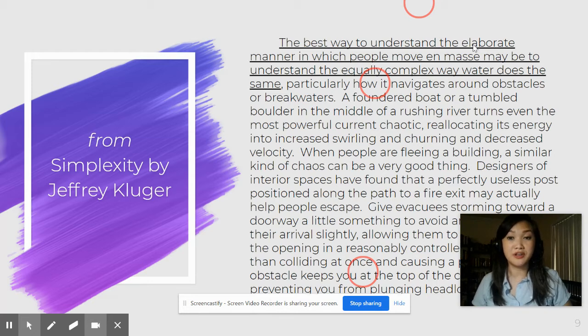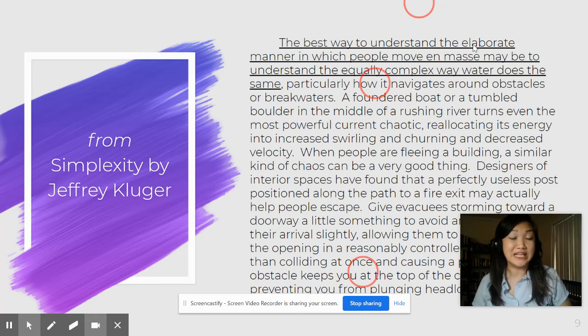Jeffrey Kluger, if you're not aware, writes books and articles on science topics. For this particular piece, the context is about 9/11 in the Twin Towers, how people were asked to evacuate. He addresses how people's behavior during the evacuation turns a simple process into something complex. And this gets into that.